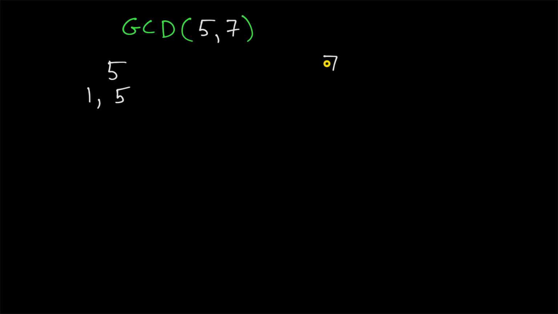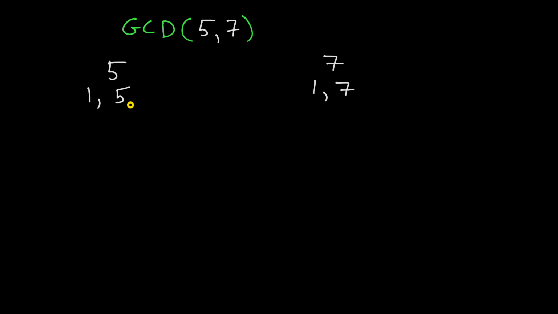What about 7? Well, for 7, you're going to have 1 dividing 7. 7 divided by 1 is just 7. 2 does not divide 7. 3 does not divide 7. 4 does not divide 7. 5 does not divide 7. 6 does not divide 7. So only 7 will divide 7. This is because 7 is also just a prime number.